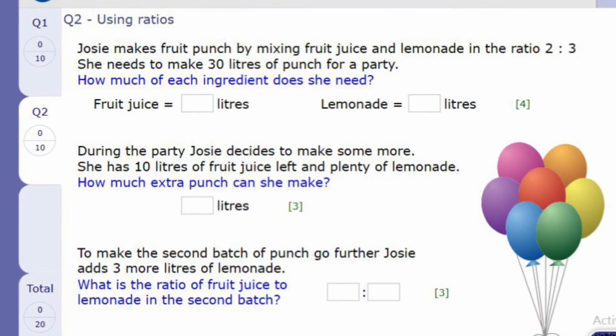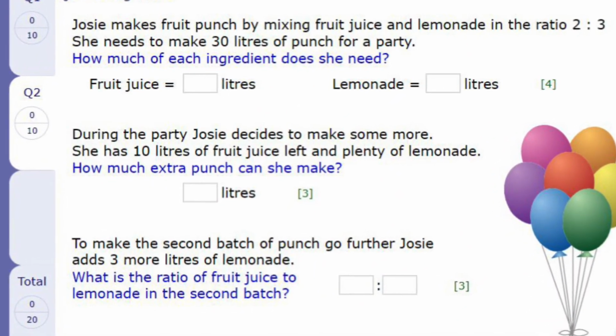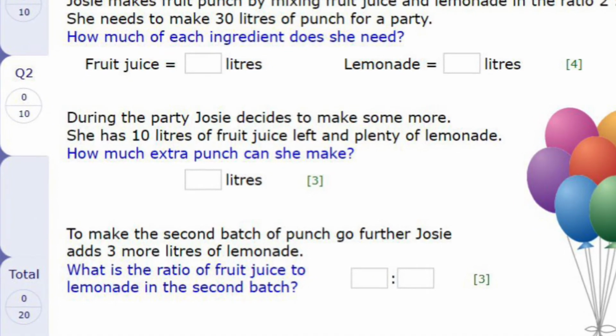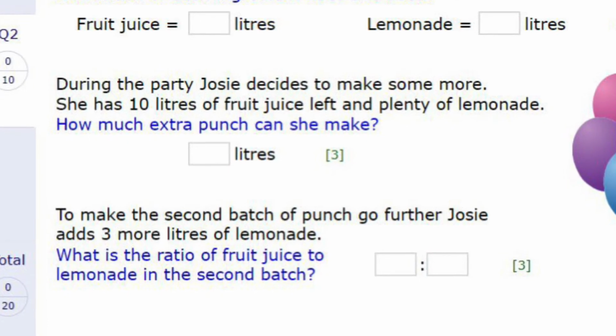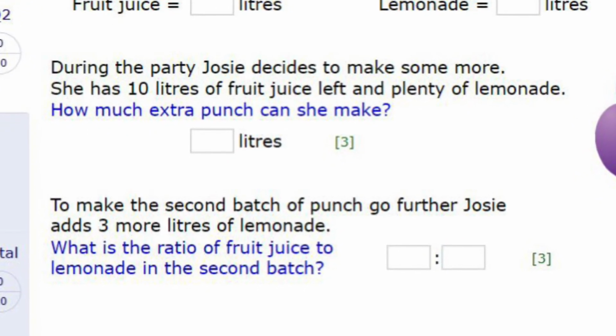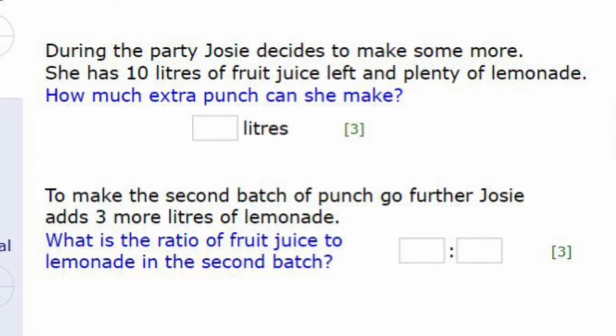Final and quite challenging part. To make the second batch of punch go further, Josie adds 3 more litres of lemonade. What is the ratio of fruit juice to lemonade in the second batch? Let's have a look at how we do that.